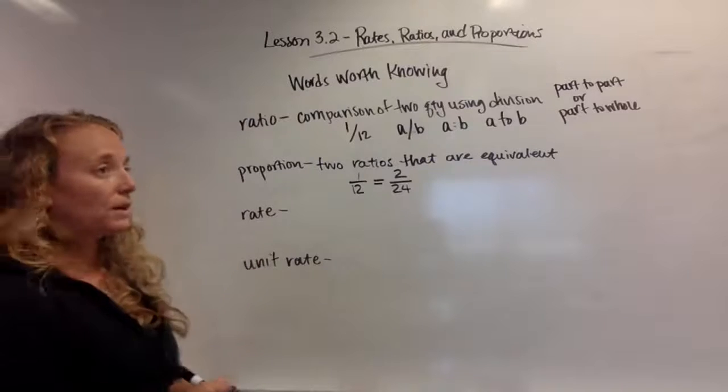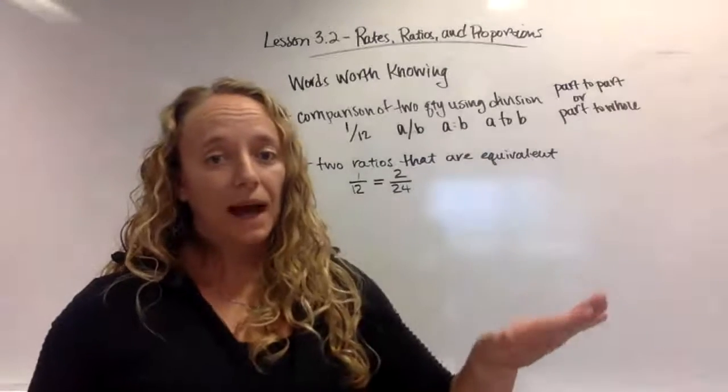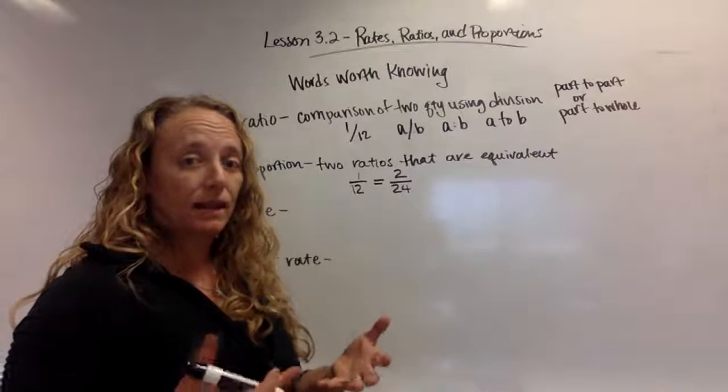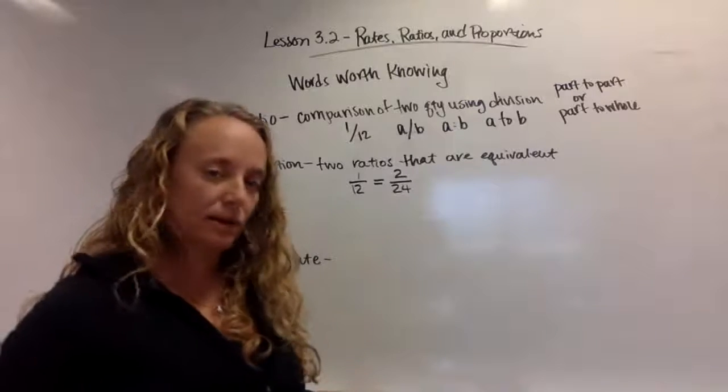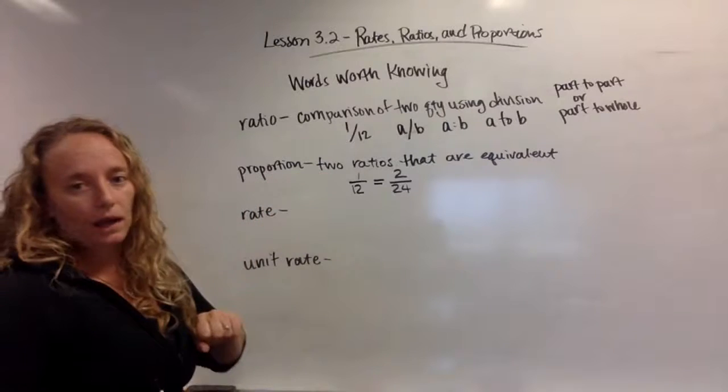So for example, if I were to say, in any classroom, there's always 1 person who wears a hat out of the 12 people in that classroom. So if I had 24 kids in that classroom, I'd say, oh yeah, there's going to be 2 kids that wear hats or whatever. Okay, so proportion, 2 ratios that are equivalent.